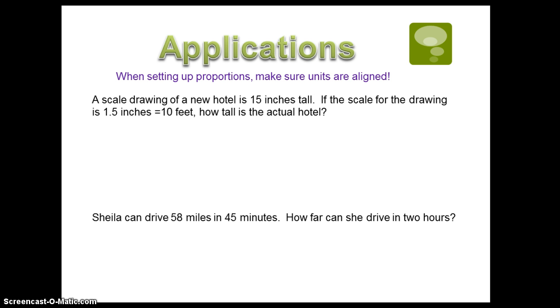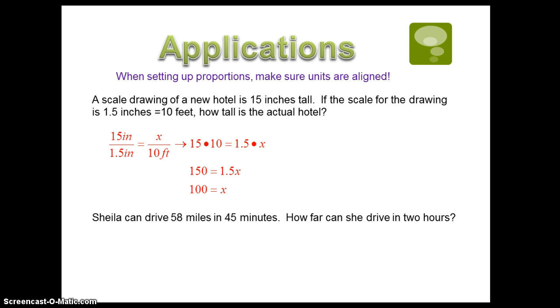So let's look at our first example. A scale drawing of a new hotel is 15 inches tall. If the scale for the drawing is 1.5 inches equals 10 feet, how tall is the actual hotel? Well, we set up our proportion. We want the inches together. So 15 inches over 1.5 inches. Notice they're vertically aligned. And x over 10 feet. And we know x is going to stand for the height of the new hotel in feet.